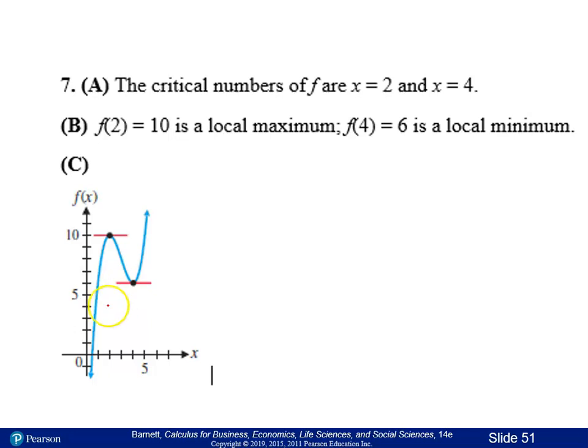And this is just a look at the graph. So we've got increasing up to that point, (2, 10), that we said was a local maximum. And then over here, it's going to be a local minimum at (4, 6). Okay. So even though this is a place where it changes from increasing to decreasing, it's not what we call an absolute maximum, but it is the highest point in that region. And this is not the absolute minimum, but it's the lowest point in that region.